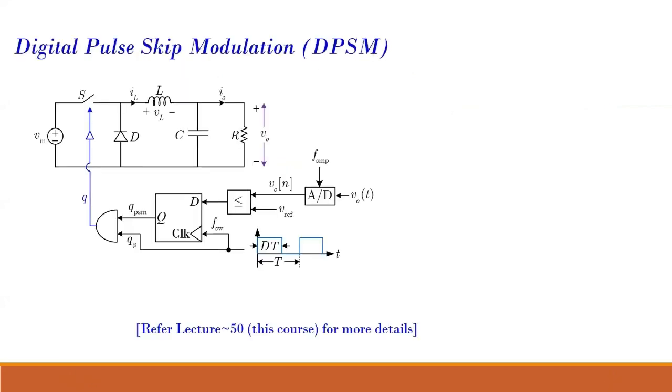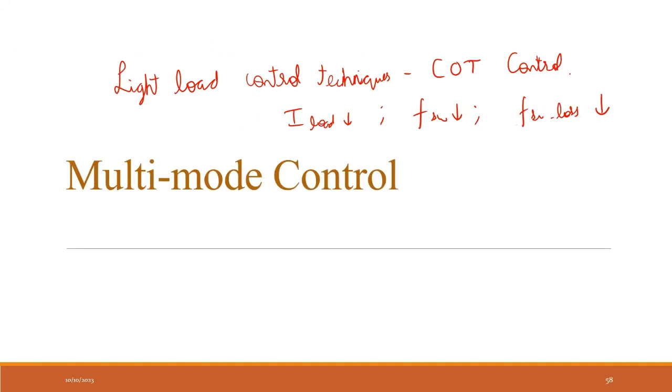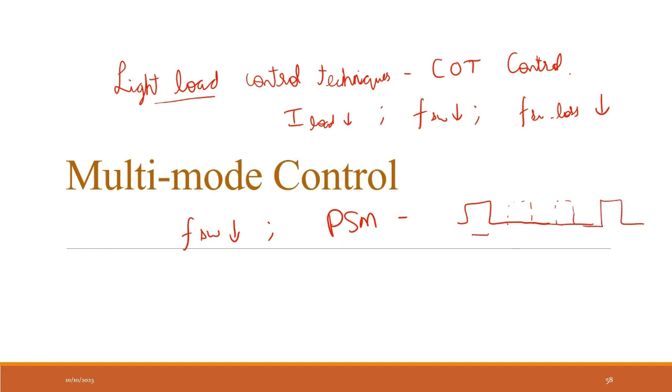Pulse skipping modulation is one thing. Effectively, the goal is that when the load is light, we want to reduce the switching frequency. That can be brought about by pulse skip modulation, where we are skipping some pulses. This pulse is skipped, this pulse is skipped, this is the next pulse, so the effective time period becomes 3 into T. Pulse skipping modulation is one technique.